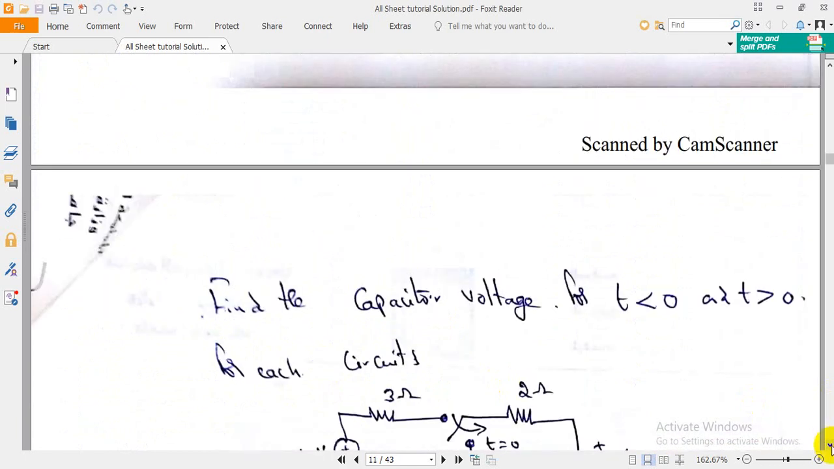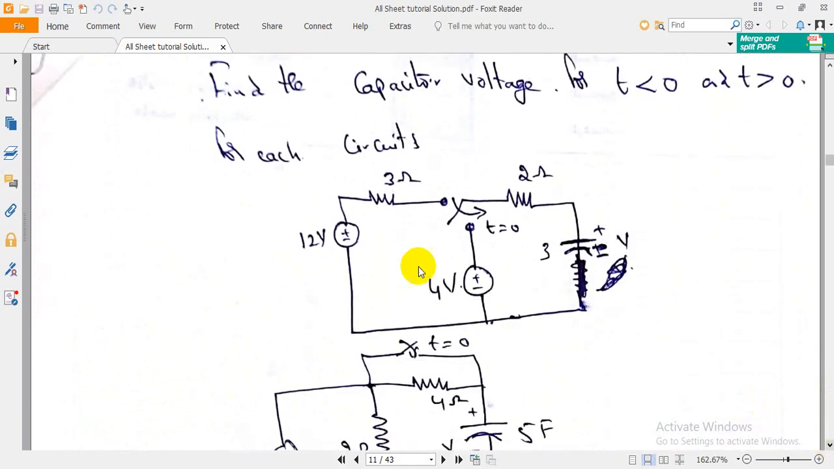Coming to the next question, find the capacitor voltage for t less than 0 and t greater than 0 for each circuit. So this is the first circuit we have. When t is less than 0, the switch is connected to the 12 volt supply, whereas when t is greater than 0, the switch is connected to the 4 volt supply. The 12 will be disconnected after t equal to 0, and before t equal to 0, that is t less than 0, the 4 will be disconnected.